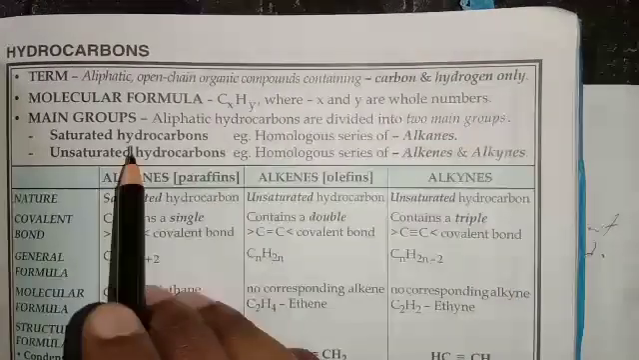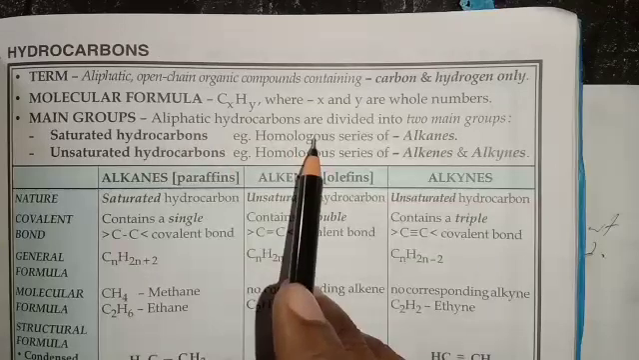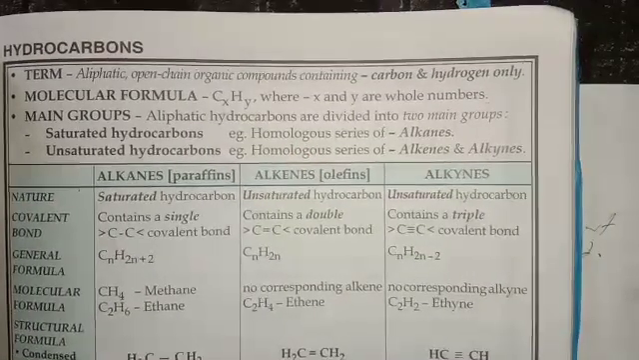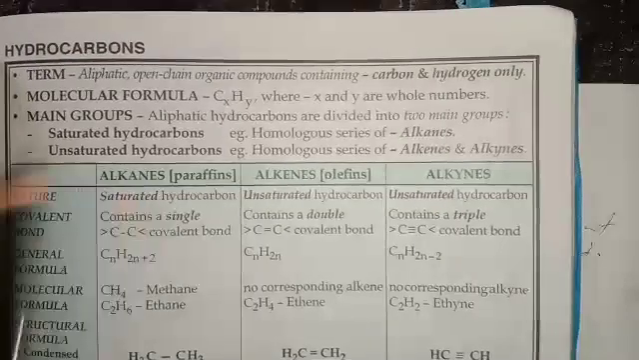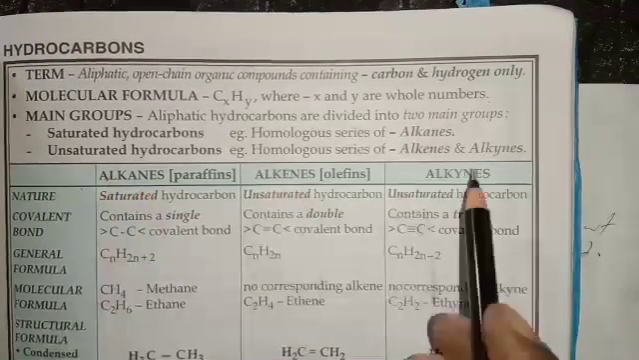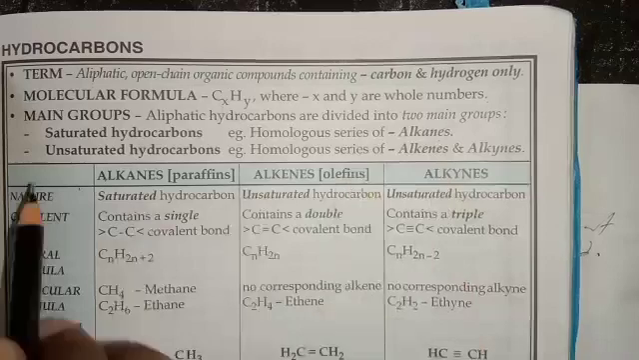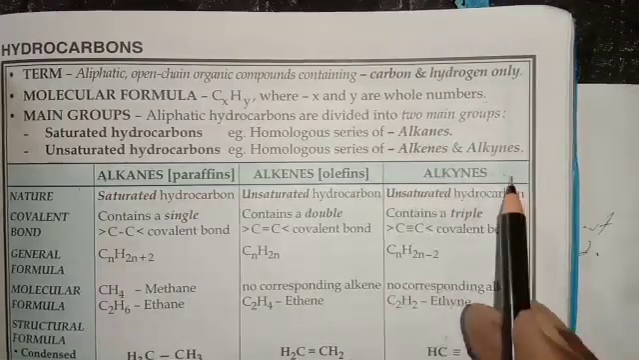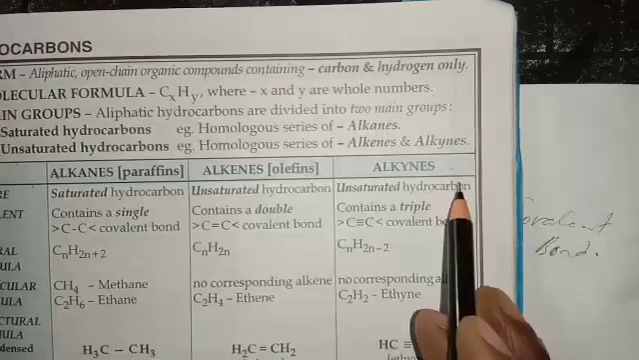The main group, aliphatic hydrocarbons, are divided into two main groups. What are they? Saturated hydrocarbons and unsaturated hydrocarbons. Saturated hydrocarbon means only alkane, single bond. Unsaturated hydrocarbons contain alkene, double bond, and alkyne, that is triple bond.